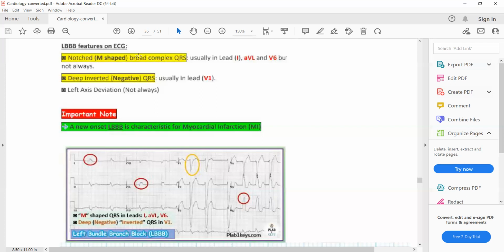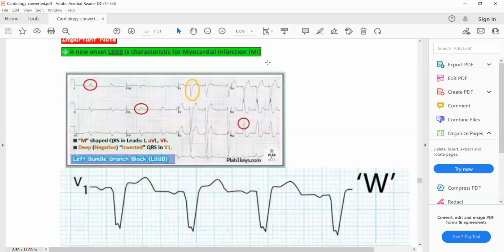And notched M-shaped broad QRS complexes in leads 1, AVL, and V6. Basically, you can say that broad or M-shaped QRS complexes in lateral ECG leads such as 1, AVL, and V6, all three of them lateral leads, and deep inverted QRS complexes in V1.